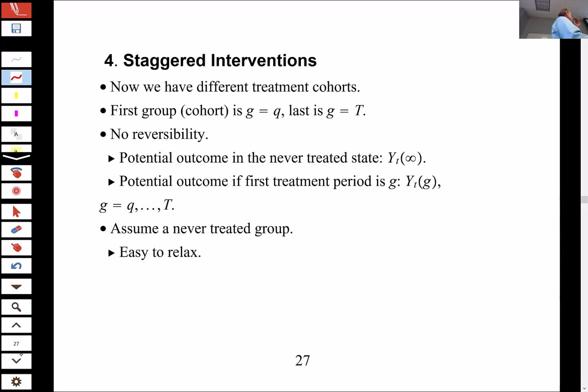So here we want to have the setting where the first intervention is in period Q. It lasts through capital T. And then in each period, there can be new units treated. I'm assuming initially that there's no reversibility. So once you're in treatment, you stay in treatment. There are ways to relax that at the very end of the slides.